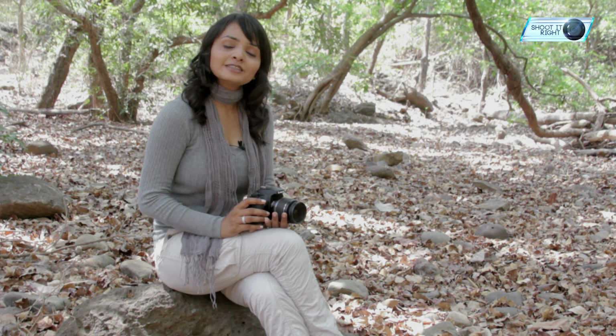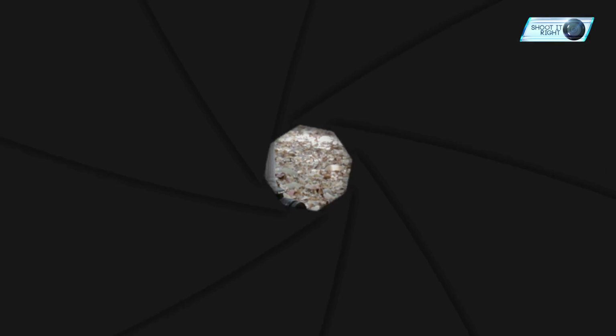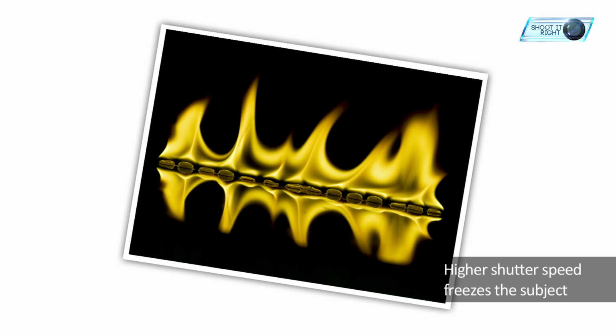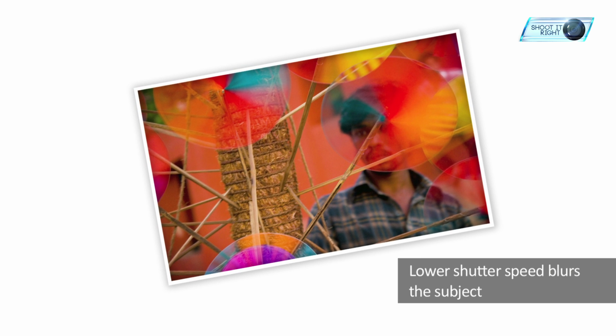So for all my amateur friends having a phobia of using manual mode on the camera, let us make it very easy and simple for you. Let's divide this into 3 easy steps. First, we start with shutter speed. Shutter speed is used to freeze or blur the motion. High shutter speed is used to freeze the motion. Lower shutter speed is used to blur the motion, giving it a creative feel.